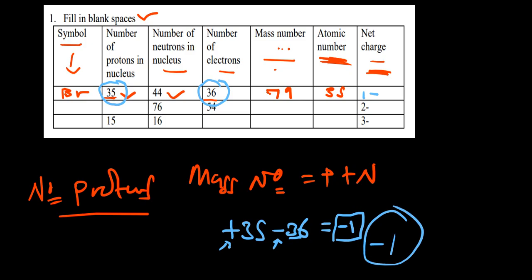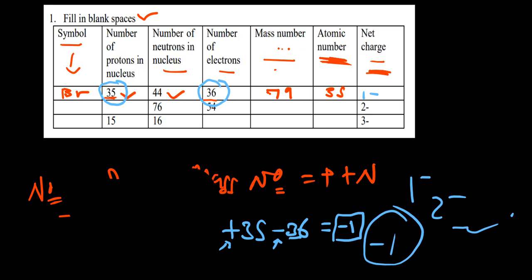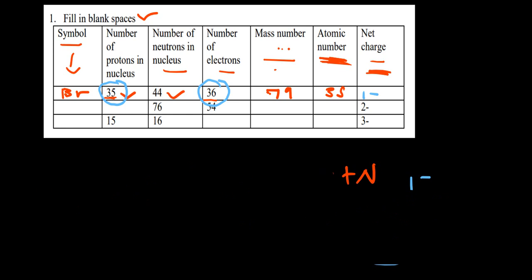Okay, so in the second row there, we don't have the proton number here, but we have the number of neutrons, the number of electrons, and the charge here. So this charge here is negative, and it's 2 minus. So if the charge is 2 minus, what does that mean? Gain two electrons. Okay, so it means this one gained 2 electrons, right?